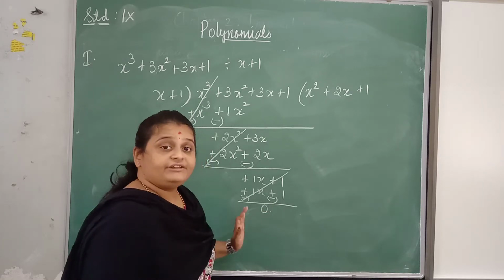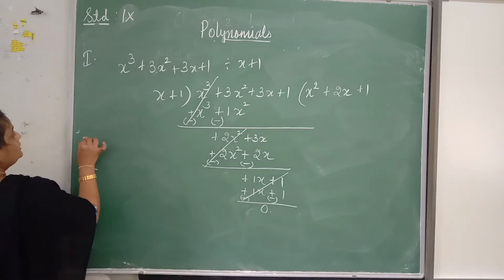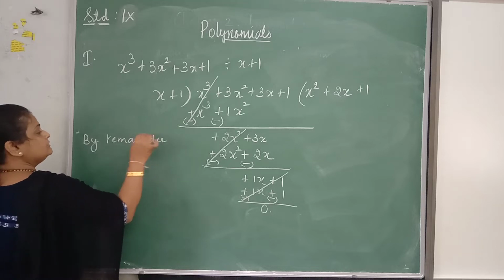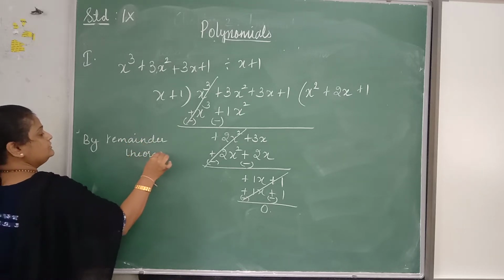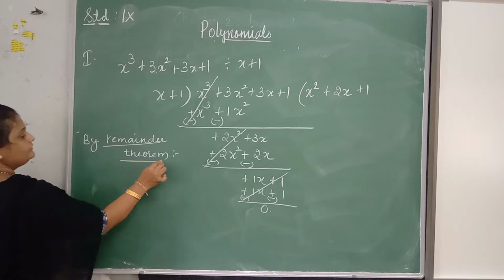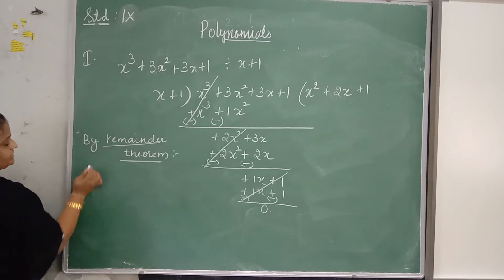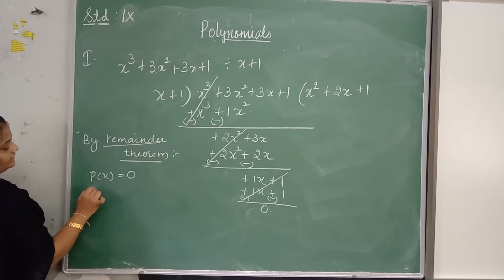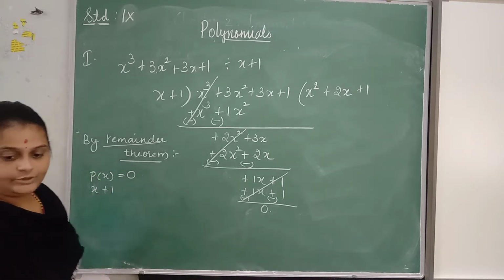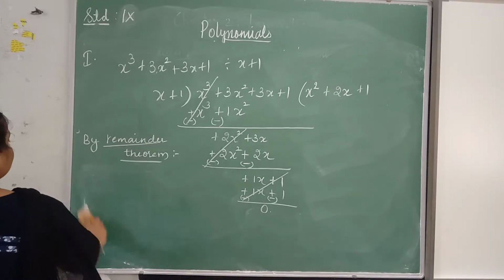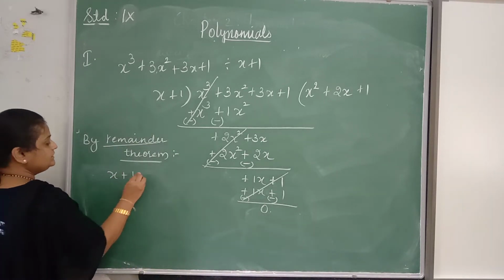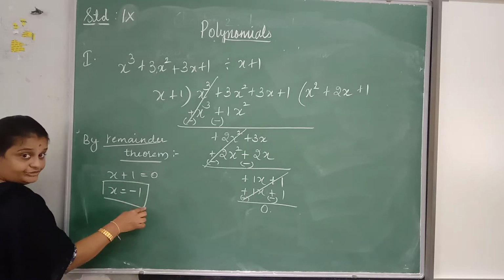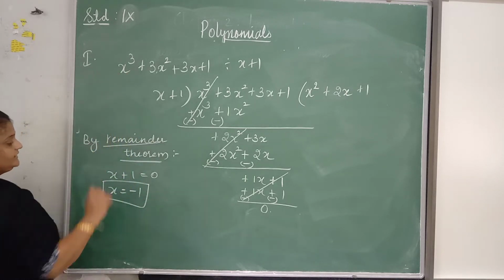Now let me check or verify it by the remainder theorem. So what is the remainder theorem? Equate x plus 1 to 0. X is equal to what? Minus 1. Now substitute this x equals minus 1 in the given polynomial.